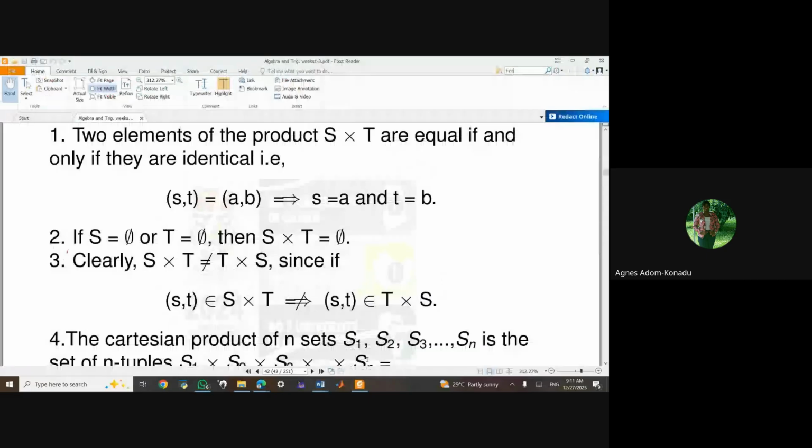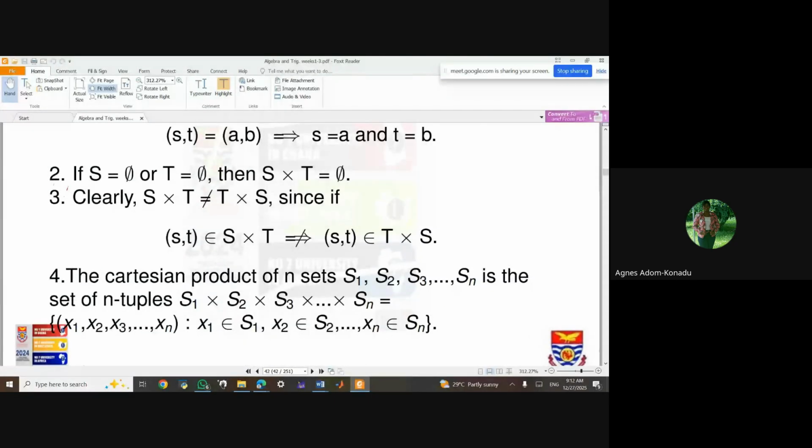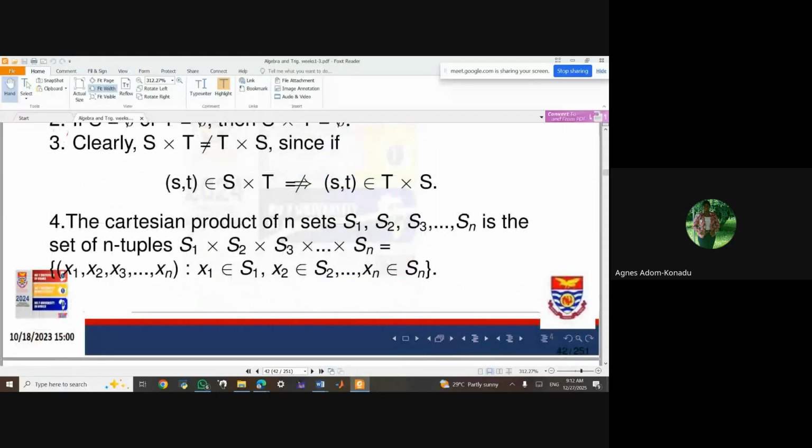Okay. So we are saying that S cross T is not equal to T cross S unless S and T are the same. If S and T are the same, then you are going to get S cross T equal to T cross S. But if they are not the same, then S cross T is not equal to T cross S. So if S comma T is in S cross T, we cannot have S comma T in T cross S. And we saw an example, the one we solved.